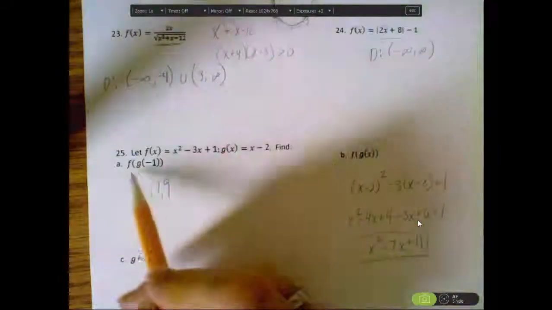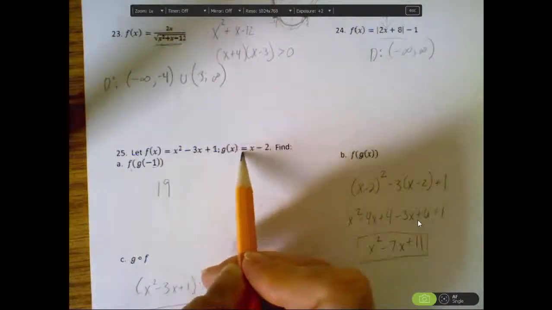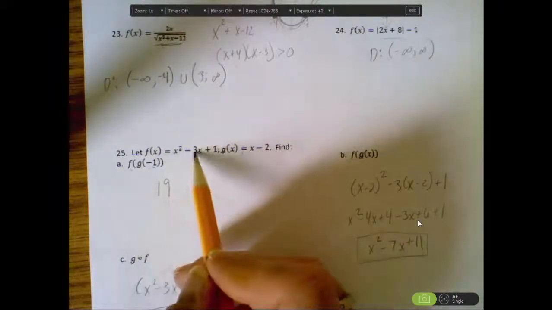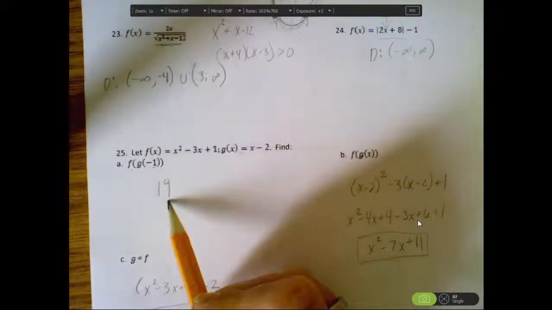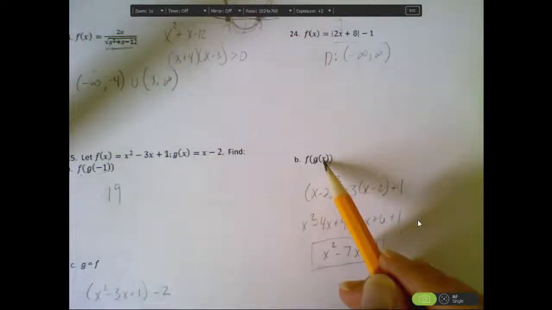Just understanding this notation, composing f of g of negative 1 means put negative 1 in for g, which gives you negative 3, and then plug that into f, which gives you 9 plus 9 is 18 plus 1 is 19. This is just saying f of g of x, so instead of putting in a number for x, we're just going to put in x.